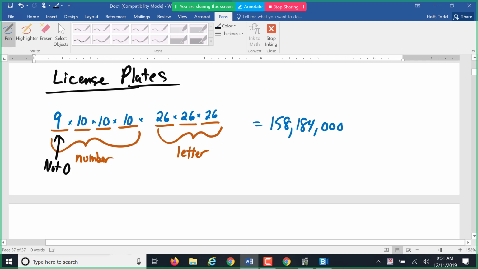But they did have to bump it up. It used to be only 3 numbers and 3 letters, and now they had to bump it up to 4 numbers.